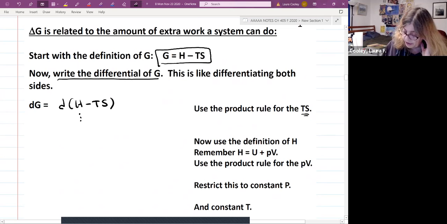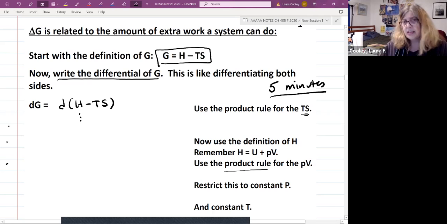And then I tell you to use the definition of H, use the product rule again. And then it sort of takes you down this derivation. So I'm just going to give you a few minutes to work on this, like maybe 5 minutes or something like that. Just so you can think about it for just a few minutes. Try it out, okay?